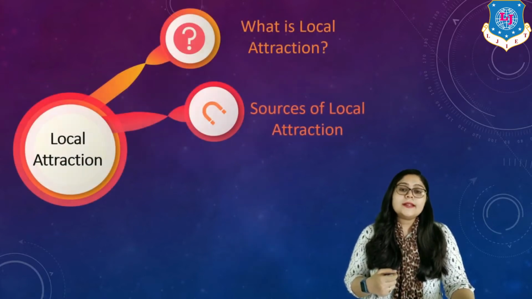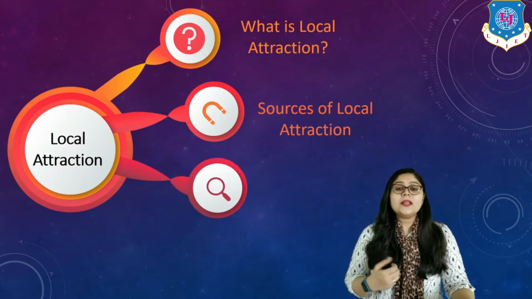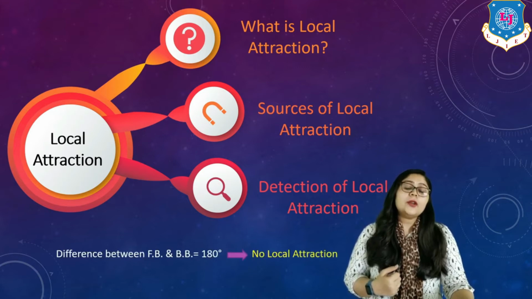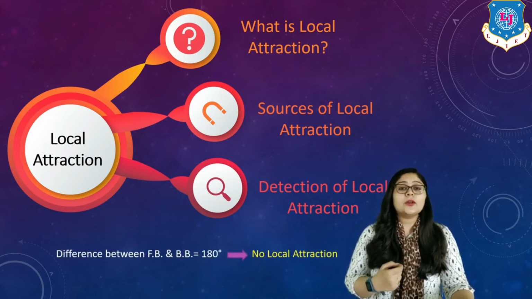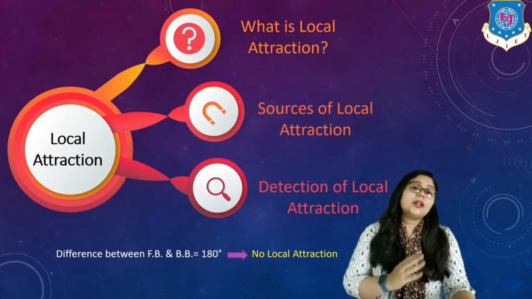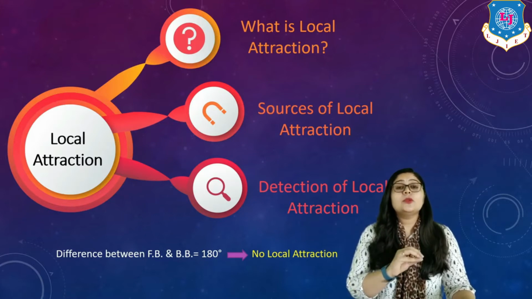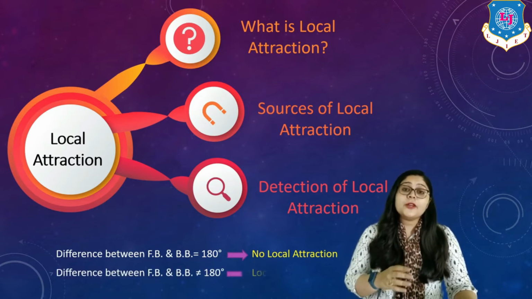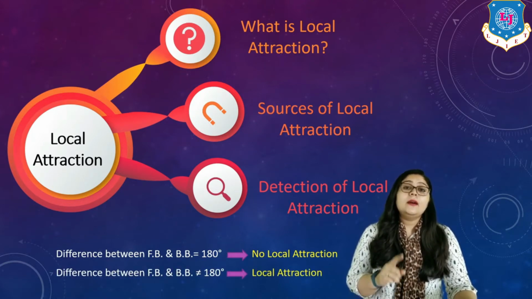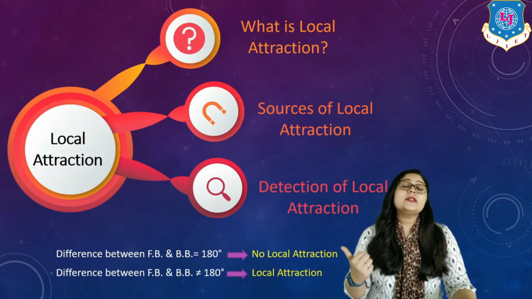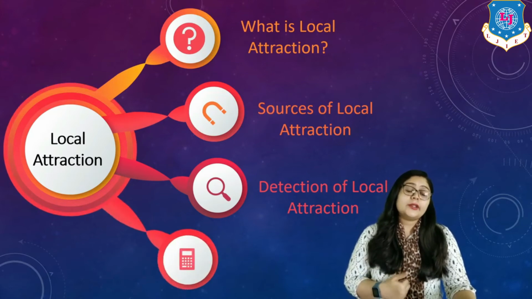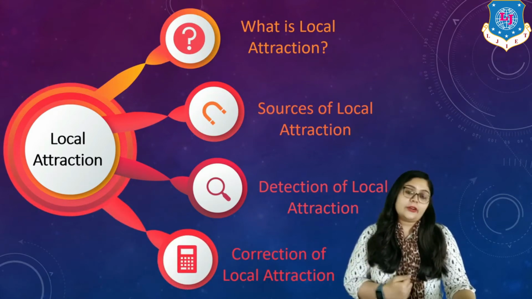So now let's understand the methods or procedure to detect any local attraction. For that, we can simply say in one line that the difference between the fore bearing and back bearing should be 180. There is no presence of local attraction if the difference is 180. But if the difference is not 180, then it is sure that local attraction is present at that station. After detecting the local attraction, it is very important to correct it.